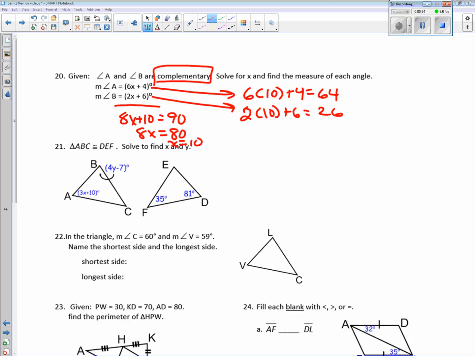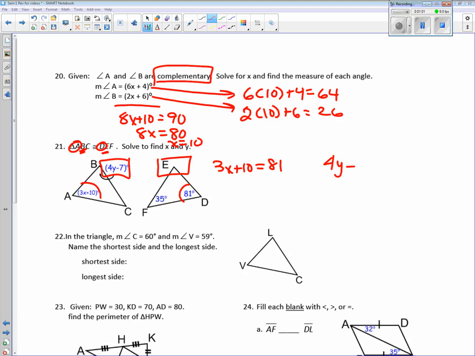In number 21, if triangle ABC is congruent to DEF, that means angle A matches angle D. So right there, I know that 3x plus 10 must equal 81. And then angle B, which is the second letter, has to equal angle E because it's the second letter as well. So 4y minus 7 is going to equal whatever that angle is at E, which I don't know.